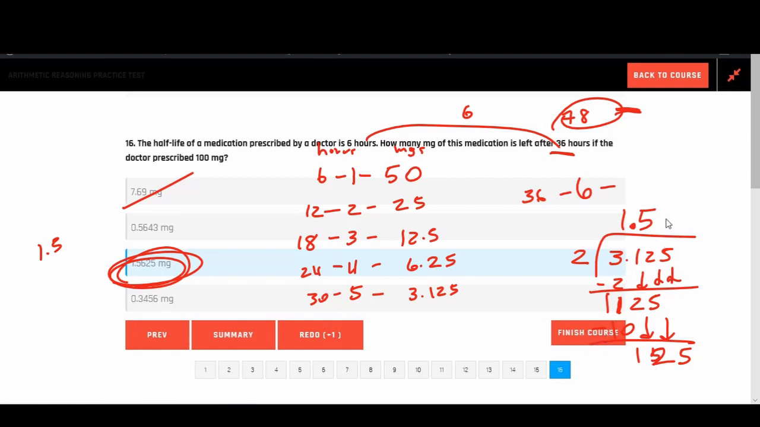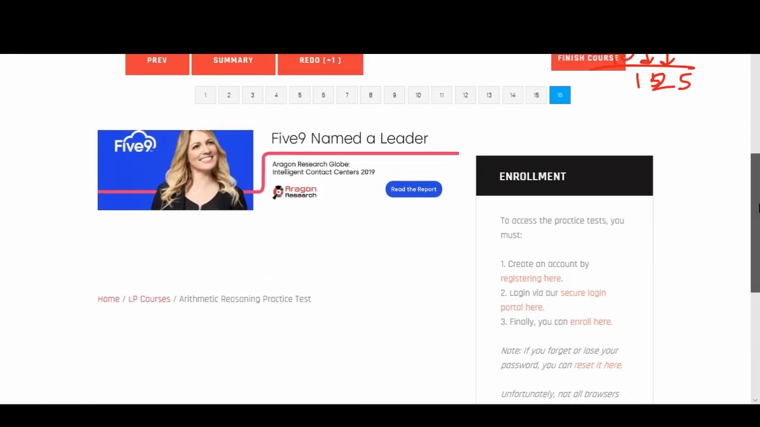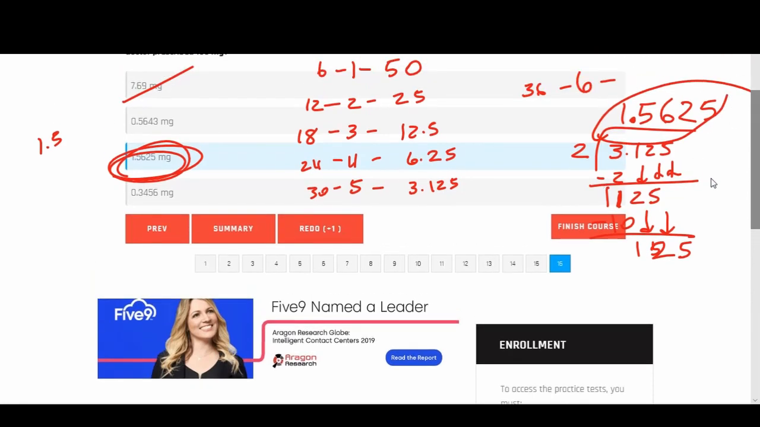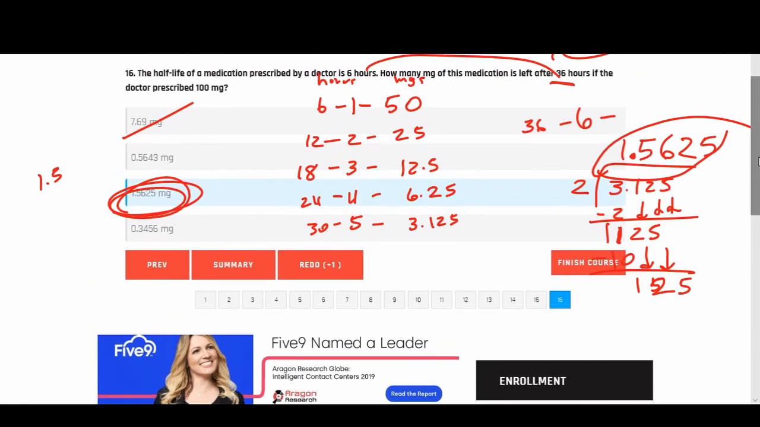2 goes into 12 6 times. 2 times 6 is 12, and then 2 goes into 5 2.5 times. So we can see that this is in fact the answer. Again, I got a little lazy because I'm getting tired. This is a fairly tedious practice test. But as long as you get to this point, which I worked out for you, you should be able to see that this is the correct answer.